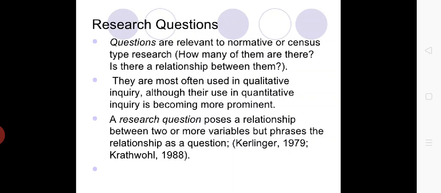Research questions are relevant to normative or consensus or census type research. How many of them are there? Is there a relationship between them? They are most often used in qualitative inquiry, although their use in quantitative inquiry is becoming more prominent. A research question possesses a relationship between two or more variables, but phrases the relationship as a question. So research questions are in the questioning statement, and a hypothesis is in the declarative form.